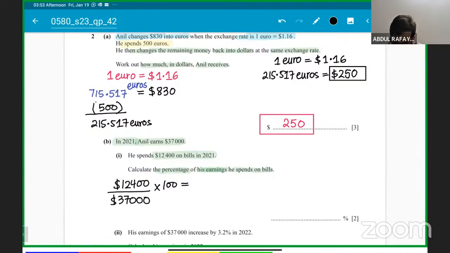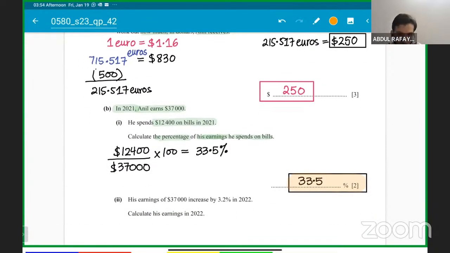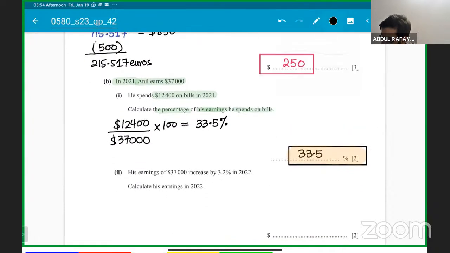Getting it, everyone? It comes to 33.5%, to one decimal place. And this is only for 2 marks because it was very basic and easy. Make sure whatever they are asking, the bills will be on the numerator and the total earnings will be on the denominator. So you can clearly say to the examiner that 33.5% of his earnings was spent on paying the bills.